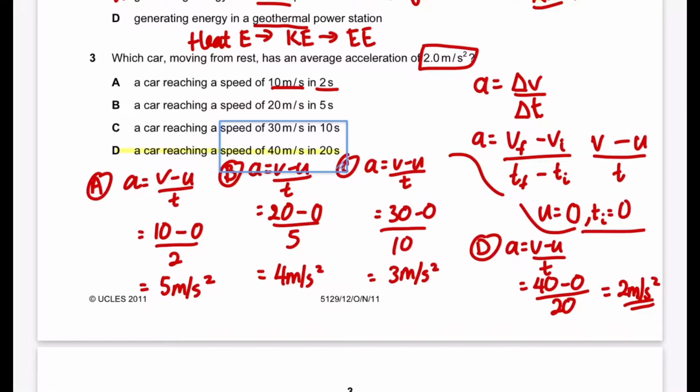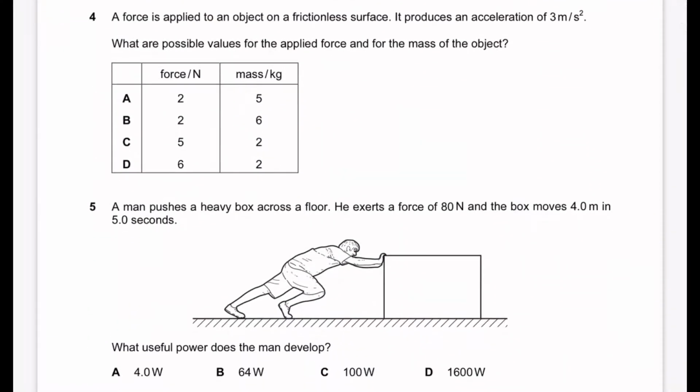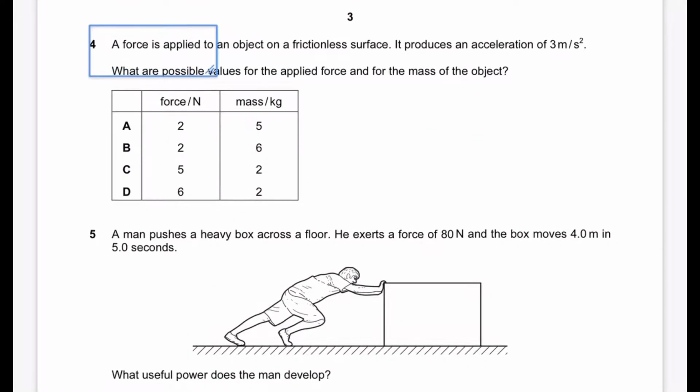Alright, on to question number 4. A force is applied to an object on a frictionless surface. It produces an acceleration of 3 meter per second square. What are the possible values for the applied force and for the mass of the object?